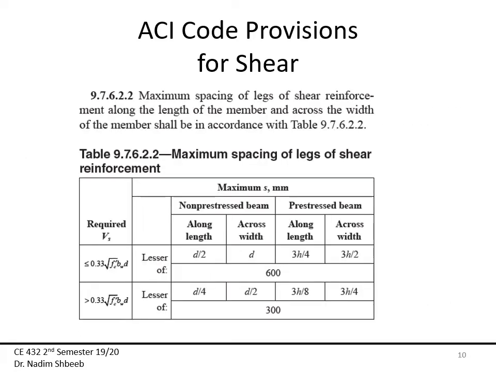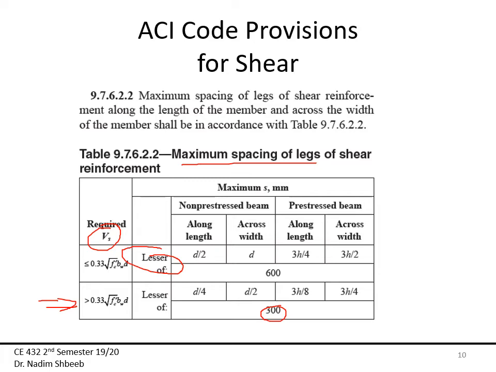Now on this slide, I'm talking about the maximum spacing, and this is regardless of whether I'm using minimum or required shear reinforcement. These have two parts. The first part, if Vs is less than 0.33 square root f prime c b web times d, then I have to use the lesser of, which means the minimum of, d over 2 or 600 millimeters. Now, if Vs is more than 0.33 square root f prime c b web times d, then I will take the lesser of d over 4 and 300 millimeters. So it's just half the value that's up there.